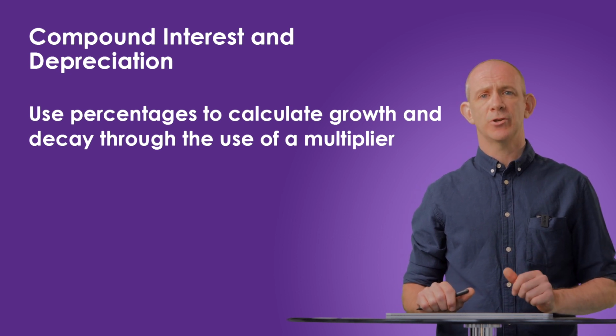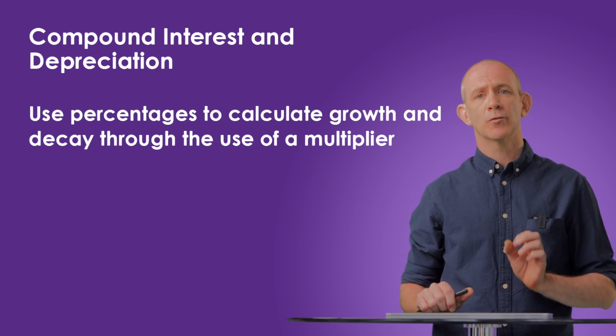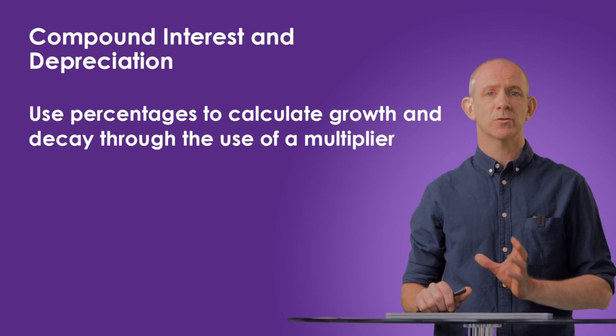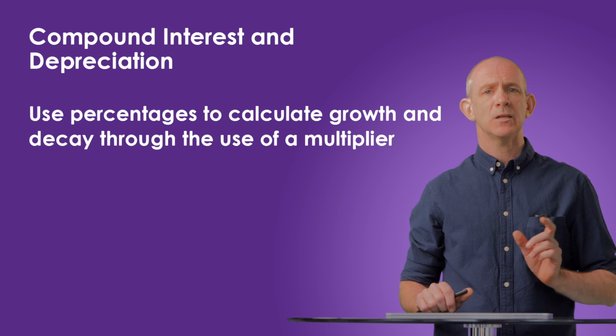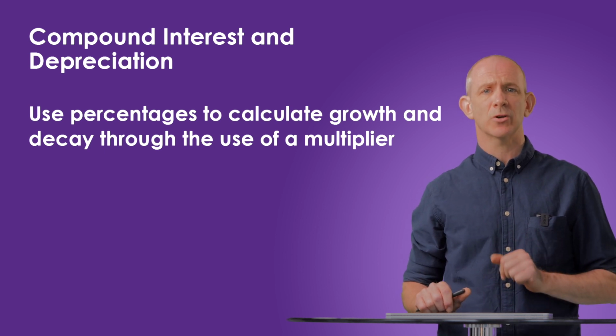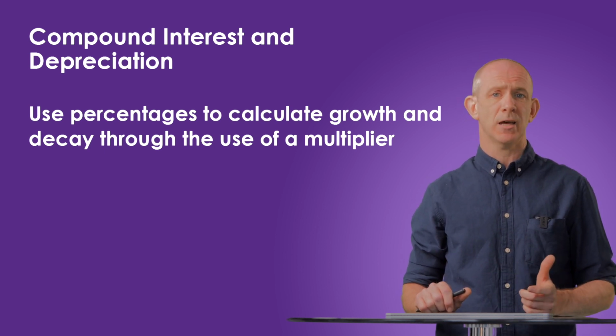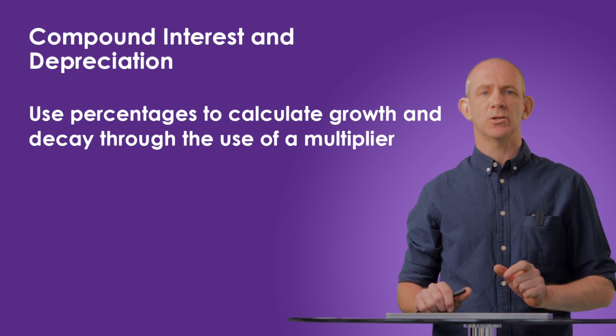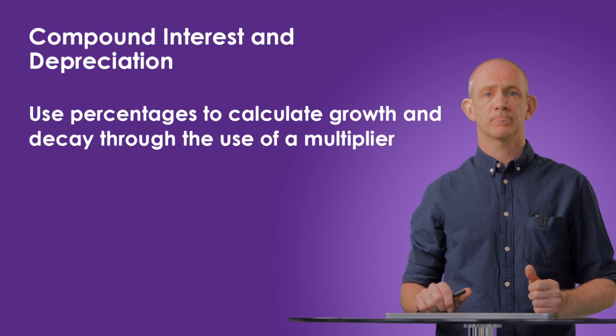Compound interest and depreciation is the process through which we can calculate the growth or the decay of an amount over time. It's used in order to take into account the concept that growth and decay is continual, but it must consider prior changes to the amount in question.